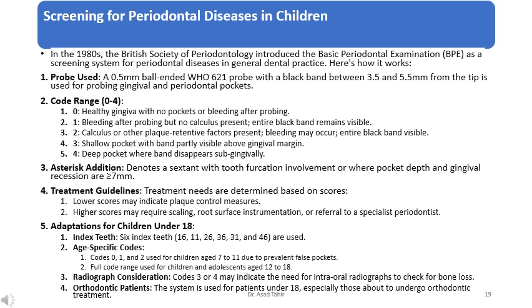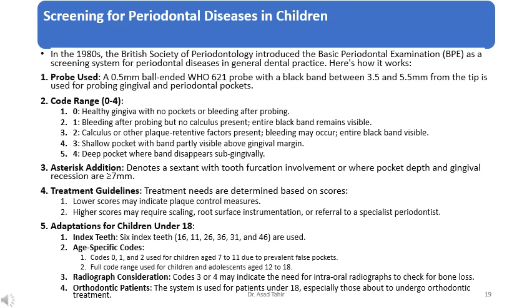Code range 0 to 4. 0: healthy gingiva with no pockets or bleeding after probing. 1: bleeding after probing but no calculus present, entire black band remains visible. 2: calculus or other plaque retentive factors present, bleeding may occur, entire black band visible. 3: shallow pocket with band partly visible above gingival margin. 4: deep pocket where band disappears subgingivally.